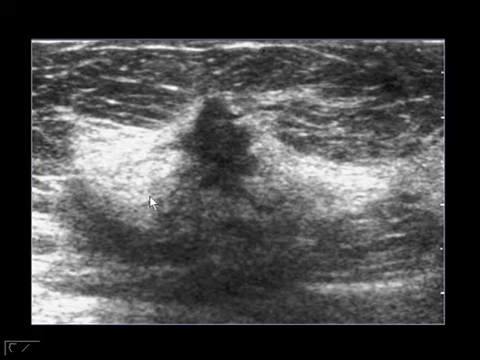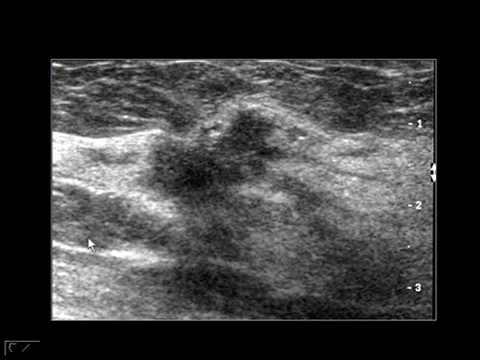Here's another classic malignancy, taller than wide, ductal extension, microlobulation, angulated margins, not sharply circumscribed. This would be BI-RADS category 5, definitely ultrasound biopsy. Another example showing a little bit more of the characteristics of ductal extension.